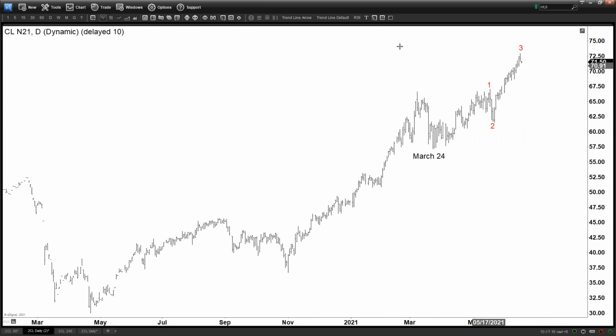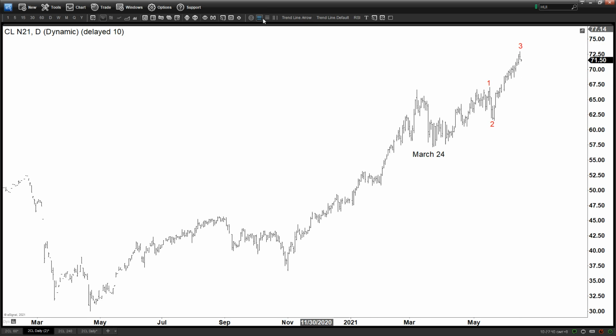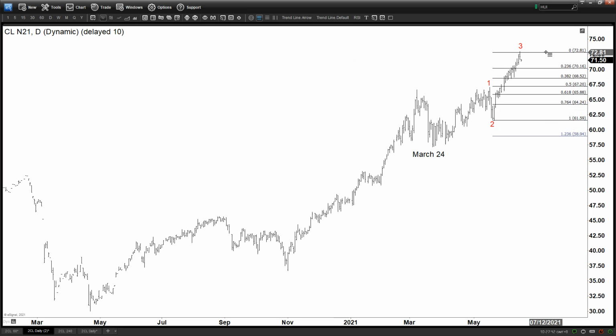Now typically wave 4 could be somewhere around 23.6, 38.2% retracement, right? Typically. So this is a potential area where the pullback can finish, and then oil can go up again one more time, to finish the wave 5.